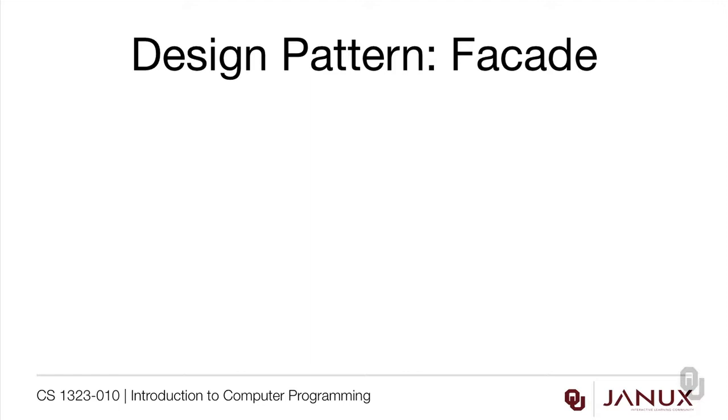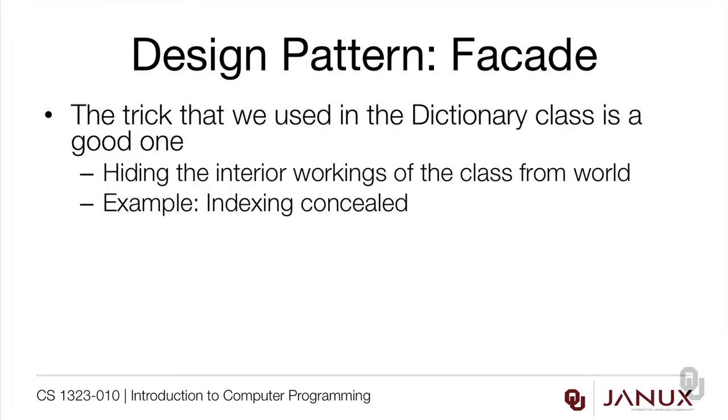If you think about what a facade is, it's a fake front. And that's basically what we did in our dictionary class. So the work behind the scene is all ArrayList, but the dictionary itself looks like something very different. So this is kind of a neat trick. What we did was hide the interior workings of the class from the world. For example, notice how carefully I concealed the index. The index is the thing that gives it away, that tells us that it's an array. And so I kept the only method that used an index private, so the exterior world couldn't see it.